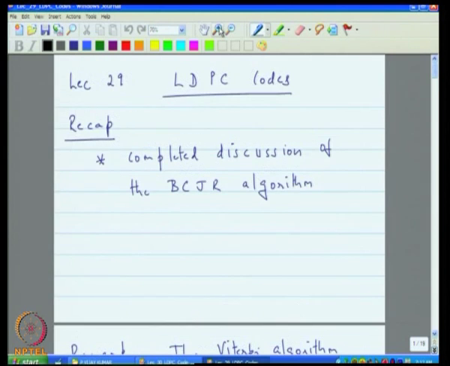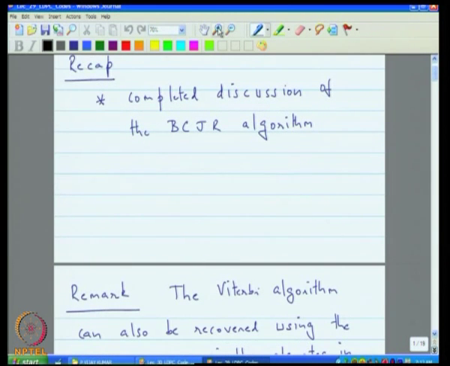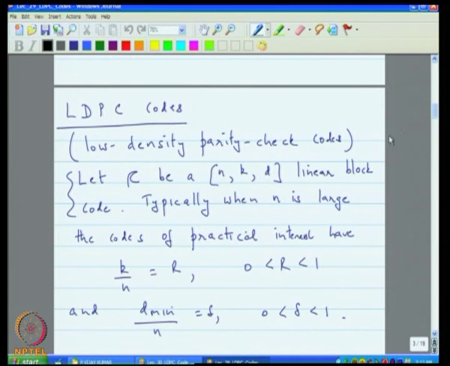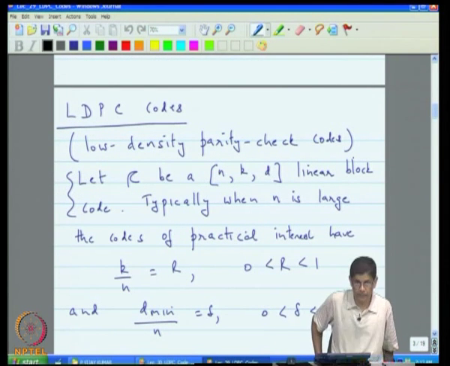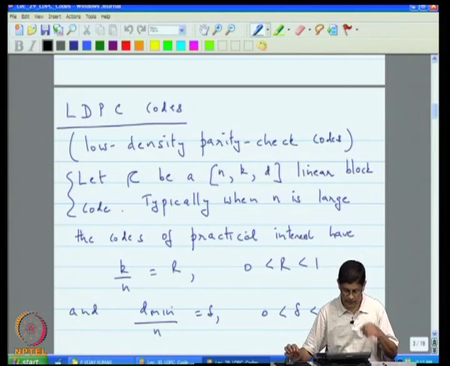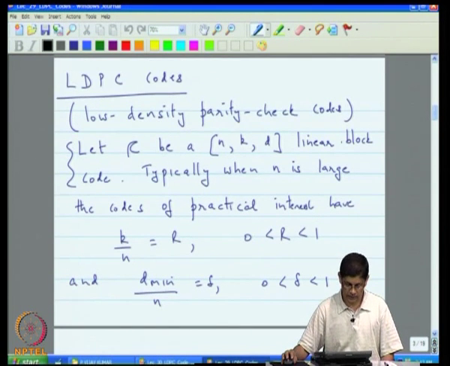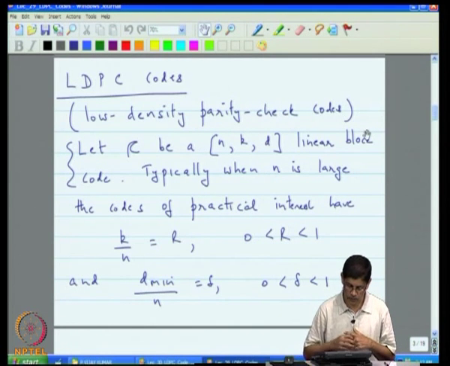Just a quick recap of what we did last time. Last time I started the new topic of LDPC codes, and the discussion was part motivation and part explaining terminology. So I pointed out why it is that this class of codes is known as LDPC codes, which stands for low density parity check codes.